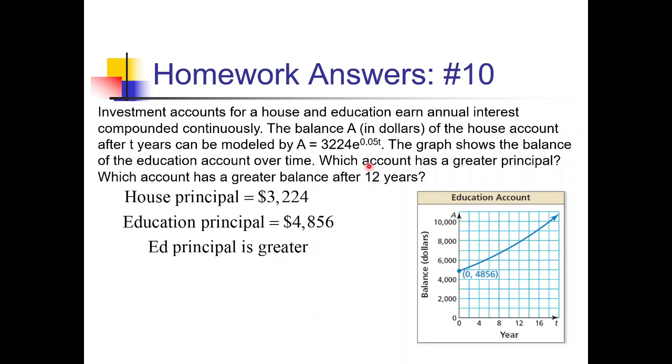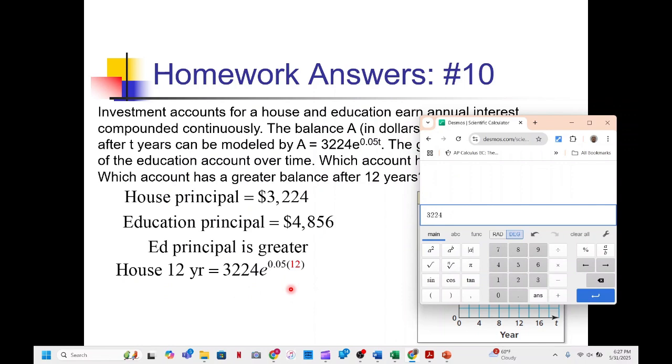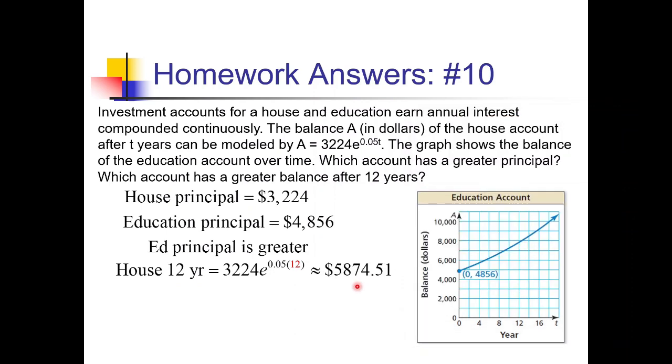To do that for the house, we just have to plug 12 into the formula that they gave us here, 12 for t. But I will need to do this on Desmos. So 3224 e exponent 0.05 times 12 is $5,874.51. And then looking at the 12-year total on the graph, it's hard to tell, but this is between 7,000 and 8,000. Want to call it like maybe 7,700 or 7,800, which in any case, that's also bigger than the 12-year balance for the house. So education wins on both times. Yay, education!